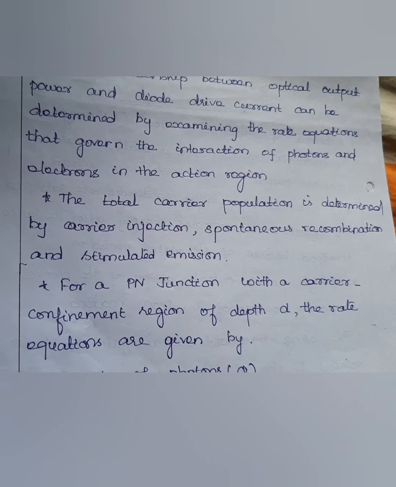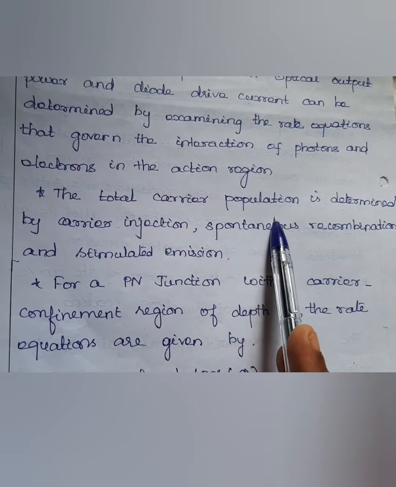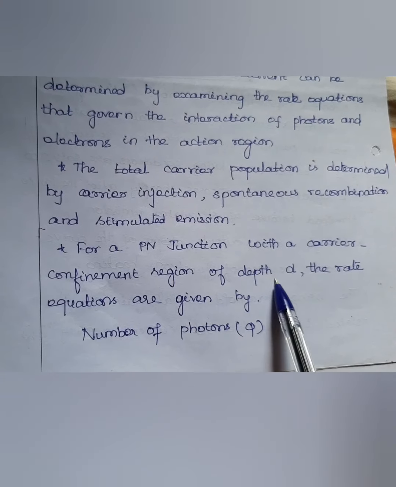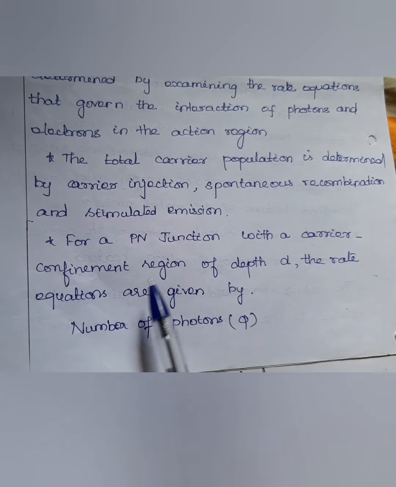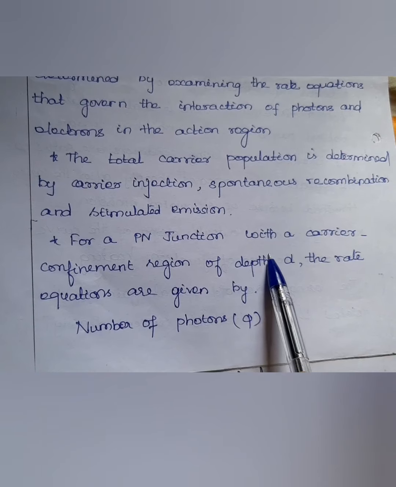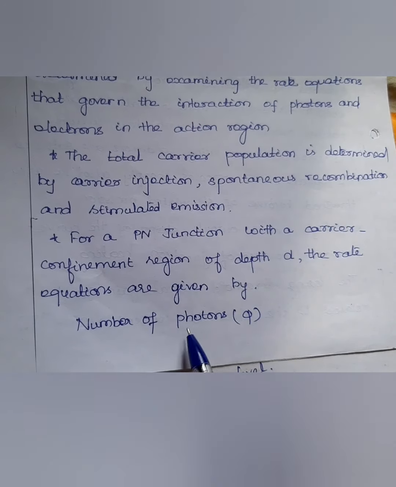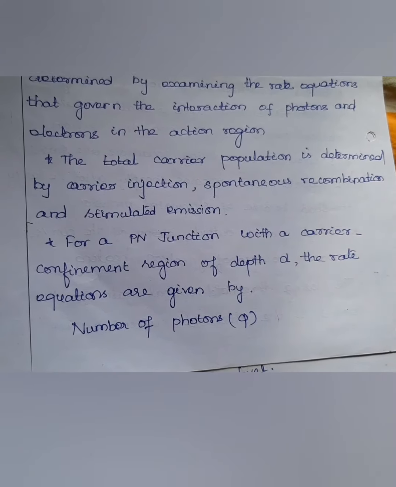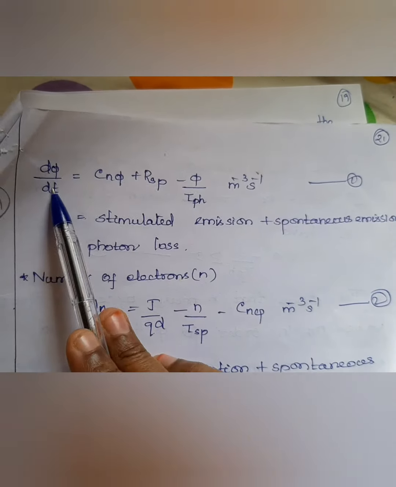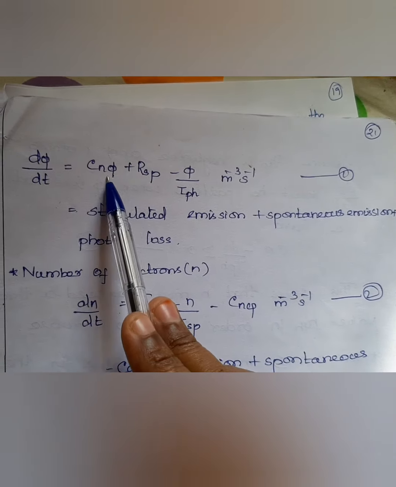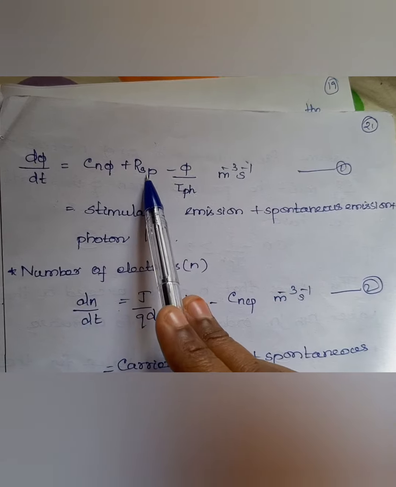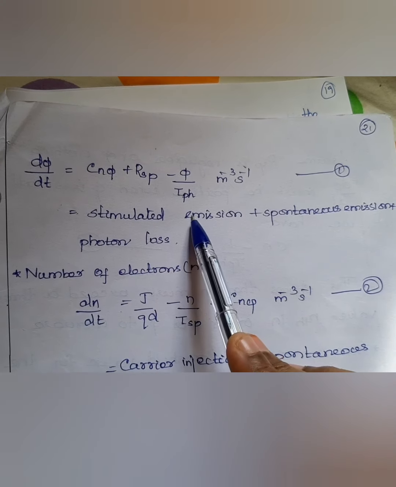We know the laser operates based on three principles, so based on that we can calculate the carrier population. In a PN junction diode with the carrier confinement region, we can take the depth as d, and the rate equation is given for the number of photons phi. It is given as d phi by dt is equal to Cn phi plus Rsp minus phi by tau ph.